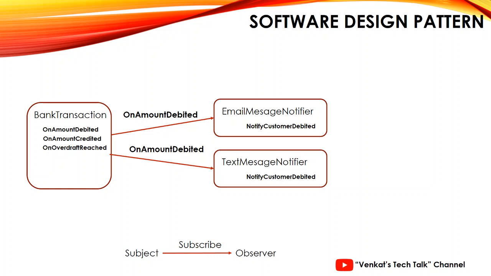So here, as I explained in the previous design requirement, bank transaction doesn't require to know who all the subscribers are, because these subscribers can be dynamically added or removed. At one stage, email notifier may unsubscribe from it and go out of scope, and a new observer can come in and subscribe to the overdraft reached event. And similarly, this text message notifier can attach or detach. So bank transaction technically, during compile time or design time, doesn't need to know about all these observers. It should be loosely coupled. Okay, that is one requirement as I already mentioned.